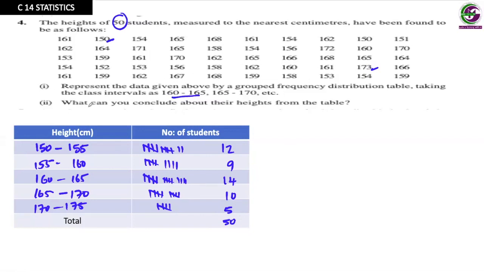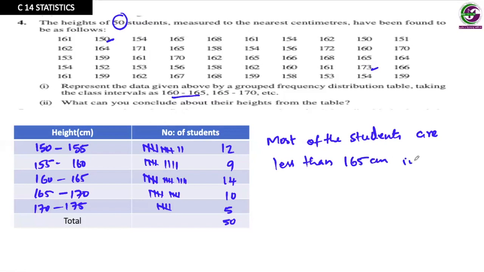That's the first part. What can you conclude about their heights from the table? Less than 165, we have 26, 35 people. So most of the students are less than 165 centimeter in height.